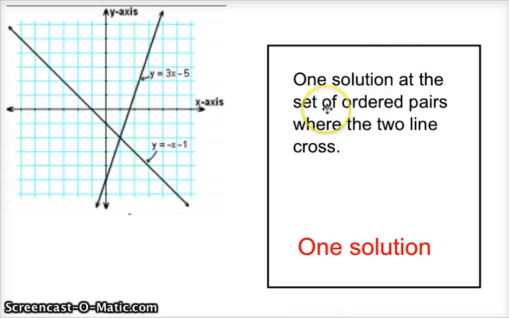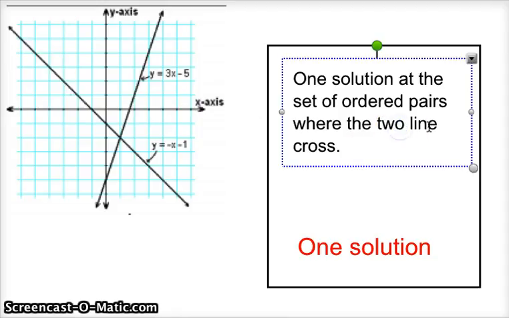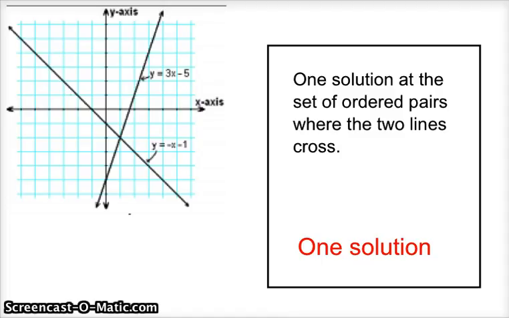On the top part of your foldable, when you open the door, you can just write what it is. It means that one solution is the set of ordered pairs where the two lines cross. That should be two lines. There we go. So this is what we've basically been looking at so far. We've been solving systems of linear equations. We've been getting a solution. So these are systems with one solution. So you'd solve it using any of your methods: graphing, substitution, elimination.